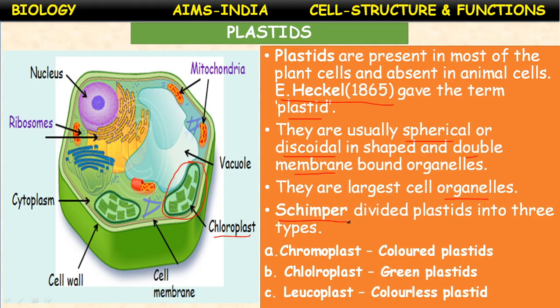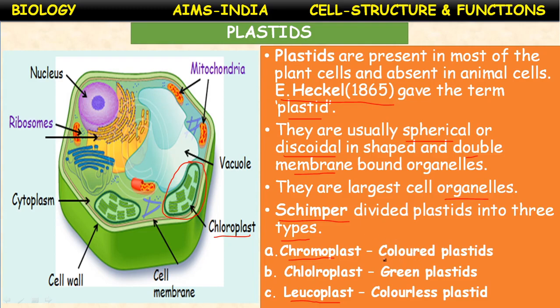Another scientist, Schimper, divided the plastids into main types. Actually, two types: chromoplasts and leucoplasts.